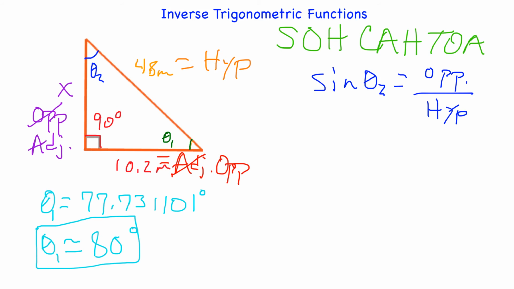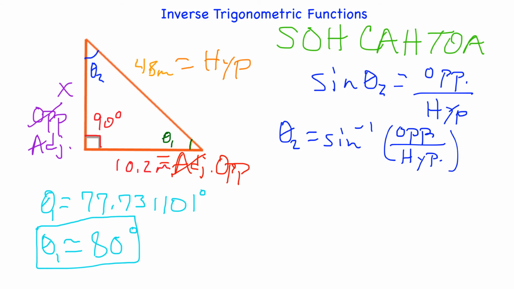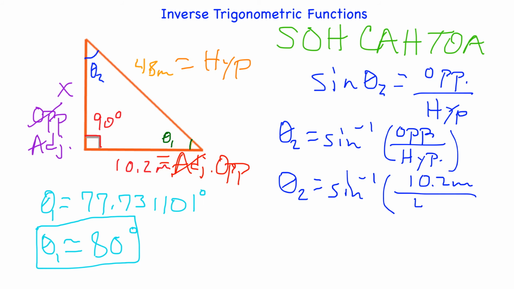Now again, we want to know what just the angle theta 2 is, so we'll need to use the inverse sine. So we can say theta 2 equals the inverse sine of the opposite value over the hypotenuse value. Now let's plug our numbers in. Alright, so the new opposite value is our 10.2 meters, because we renamed our triangle, and the hypotenuse stayed the same at 48 meters. Again, meters cancels meters, so we're ready to plug this into our calculators.